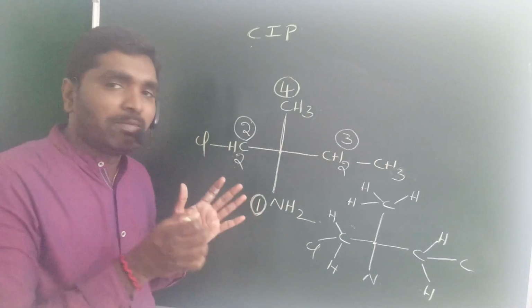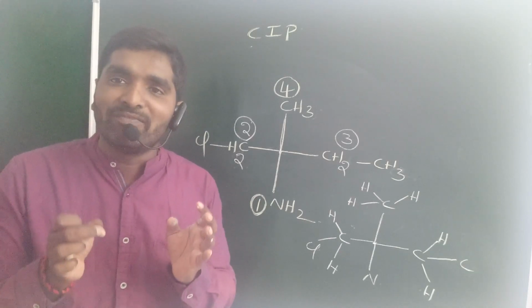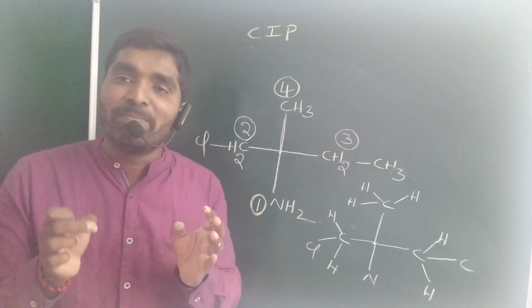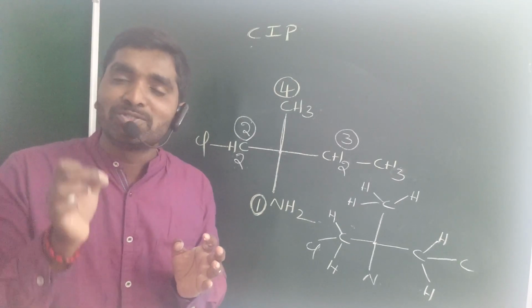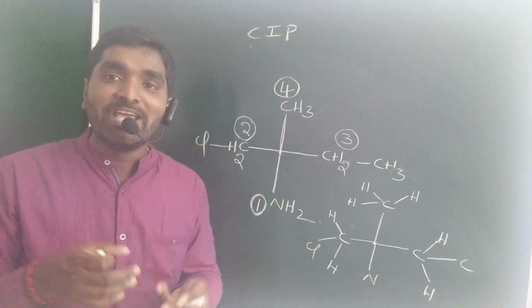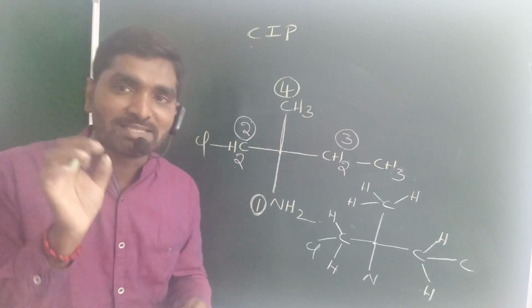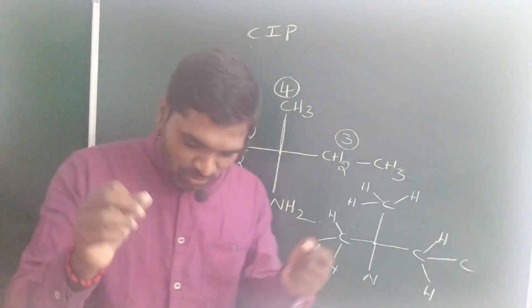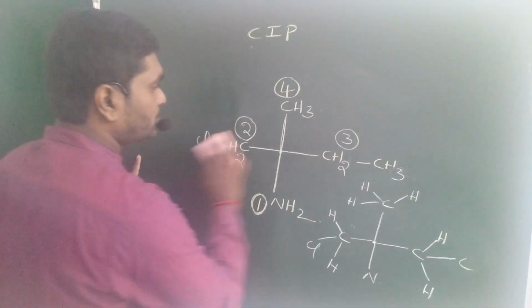So CIP rules: atomic number is the dominating factor compared with atomic mass. According to the atomic number, you should give the priority order to the elements. If they are isotopes, then only you can consider the atomic mass. Okay, so rule number 2 is completed. Next, rule number 3.